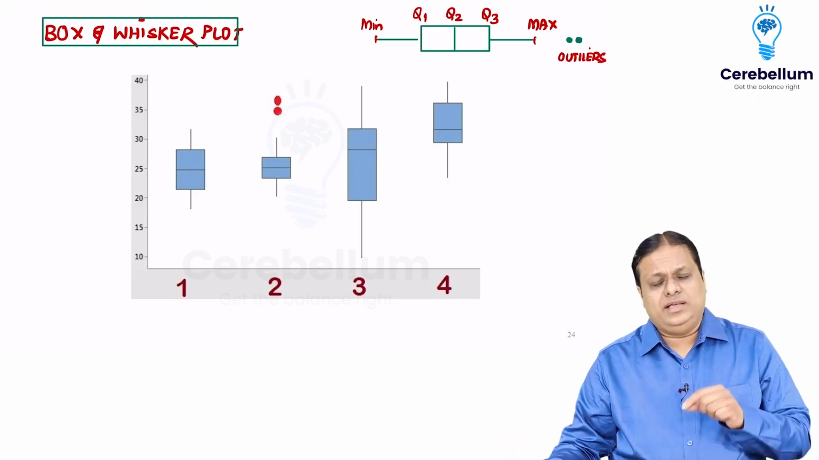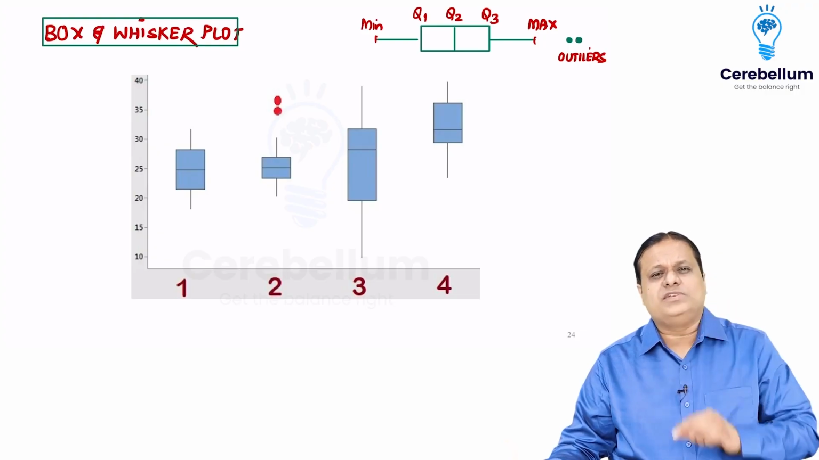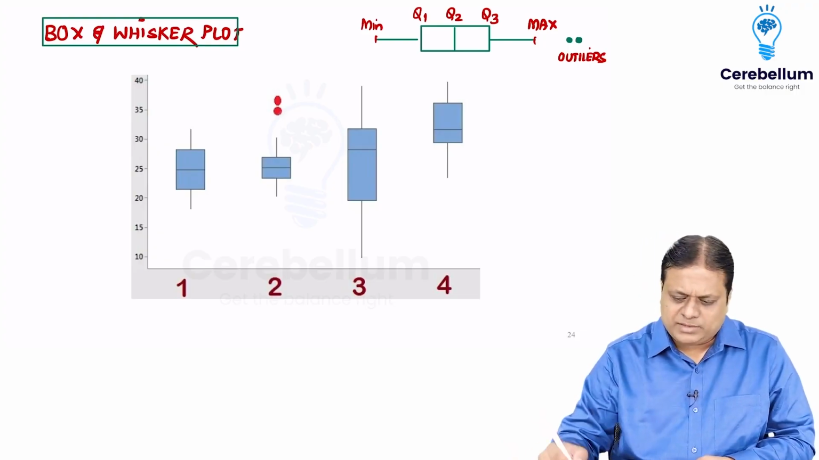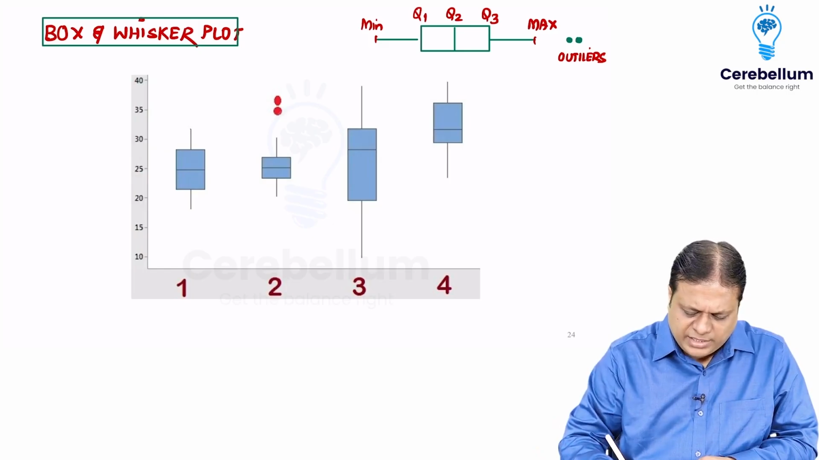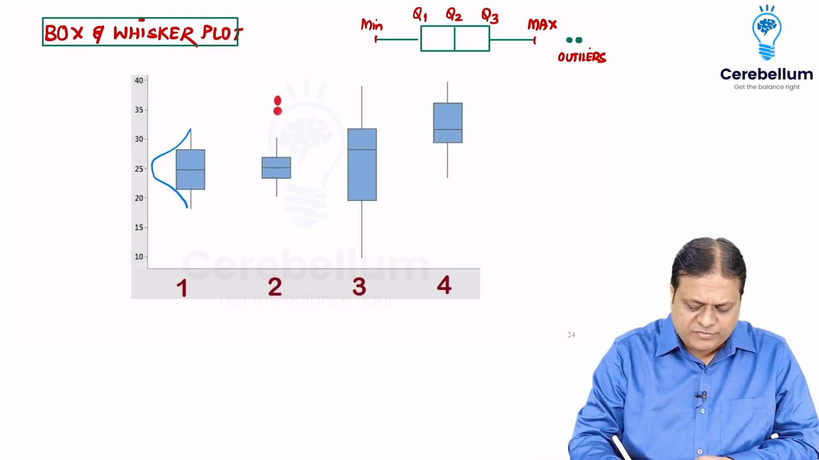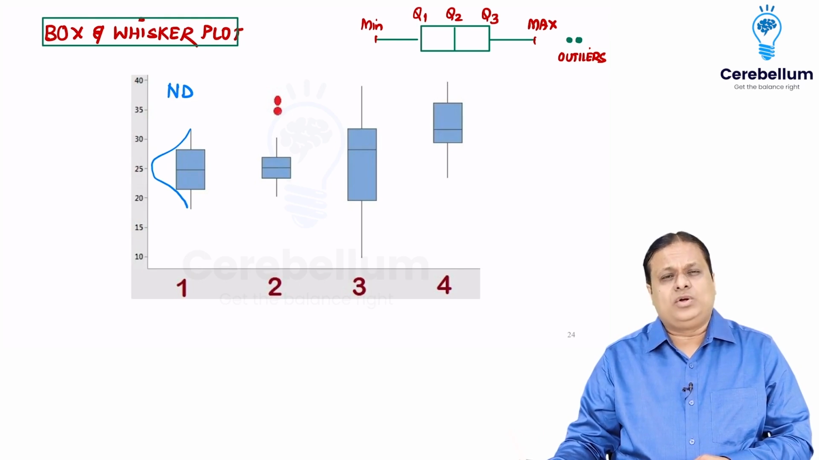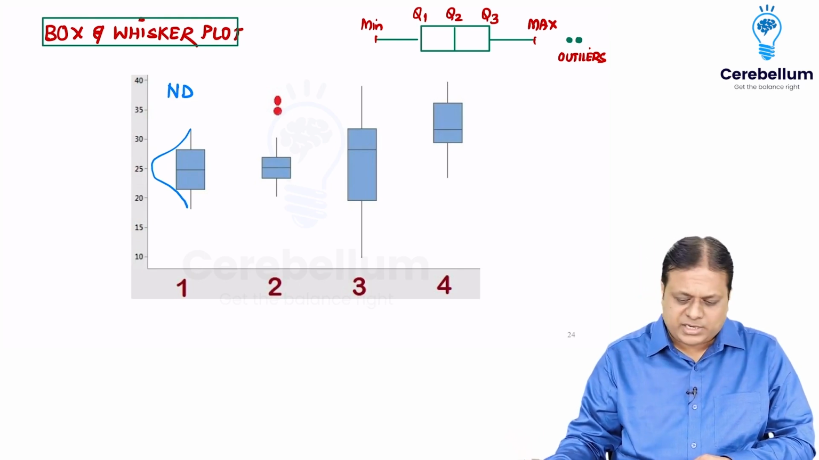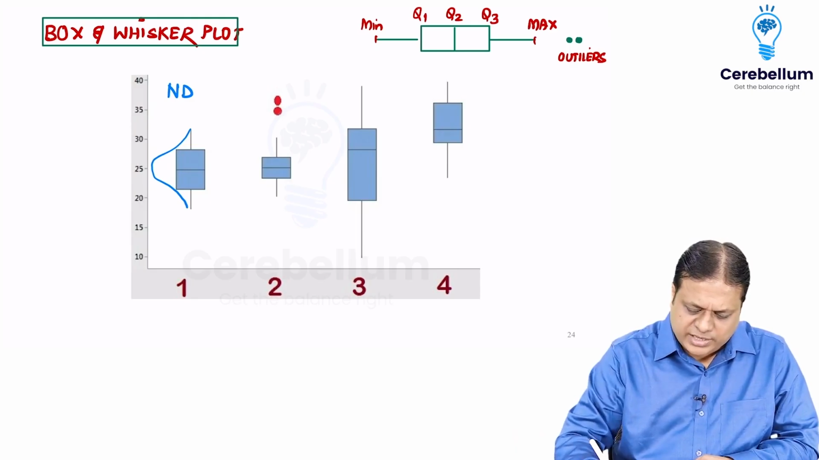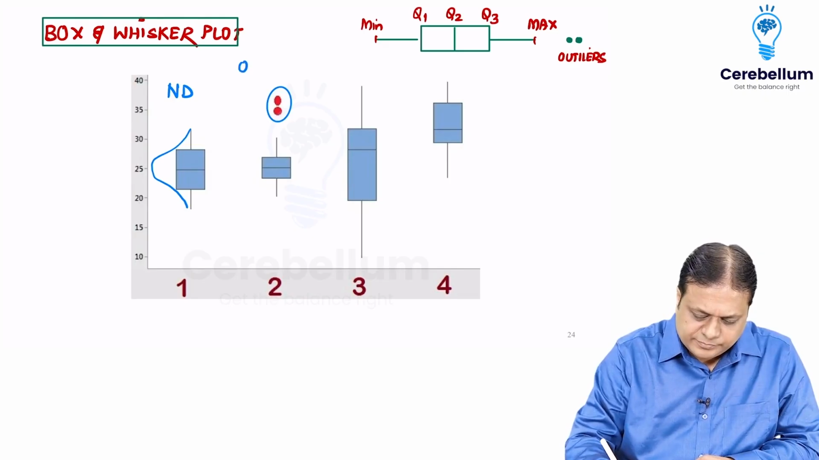Now look at this particular diagram which is showing 4 different types of box and whisker plot. Look at number 1. If you see carefully, it appears to be bilaterally symmetrical. So definitely this is normal distribution. Look at number 2. It also appears to be symmetrical, but it also has these outliers.